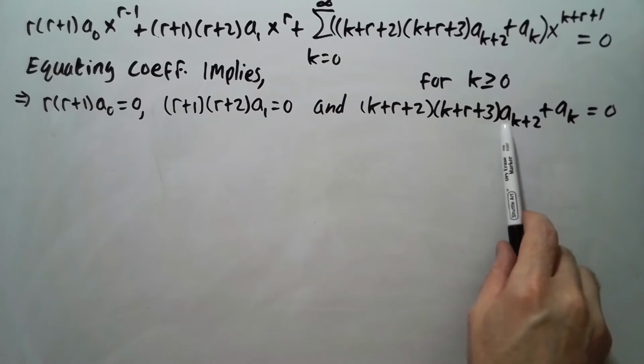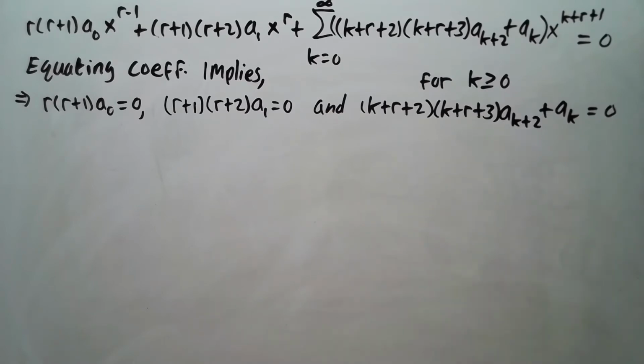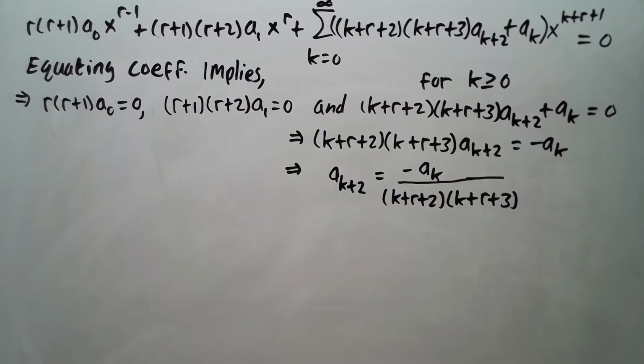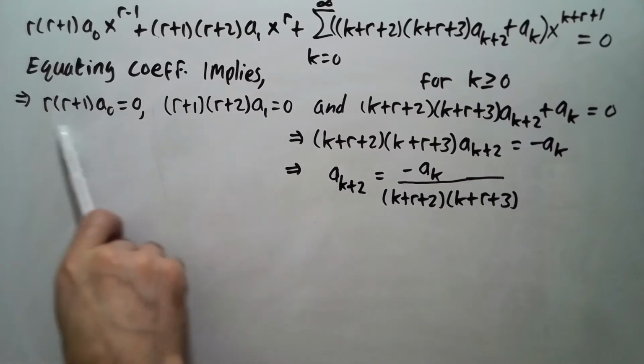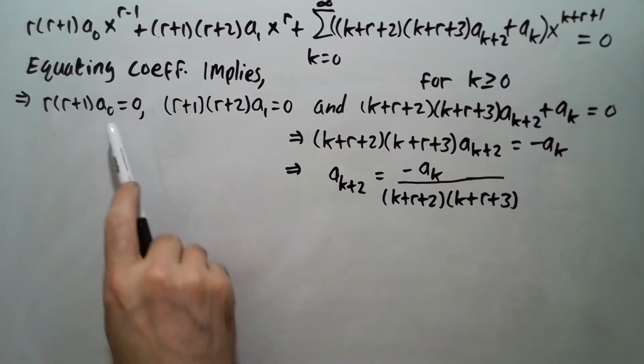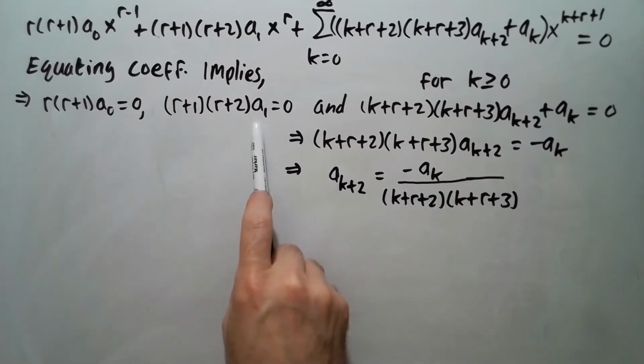Let's solve for a of k plus 2. So first I subtracted ak on both sides, then divided by this to solve for a k plus 2. So we end up with this as a recursive relation. And now we have to find conditions on r that make both of these 0. We have freedom over a0 and a1 also.